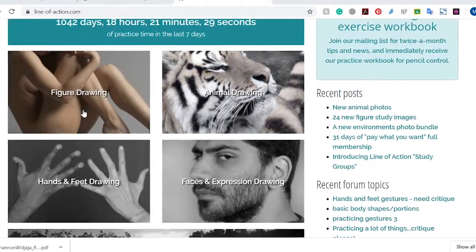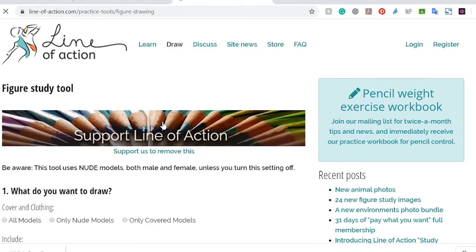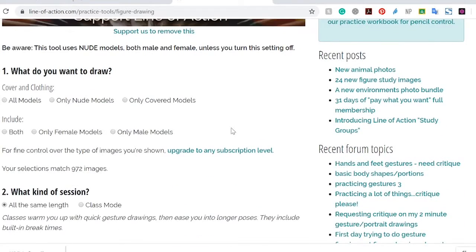So I would say definitely a lot of these places are where I would start if you're going to be working with characters. Definitely figure drawing, because of course hands and feet are important too, but when you're drawing characters, you want to get the figures right as an overall basis.